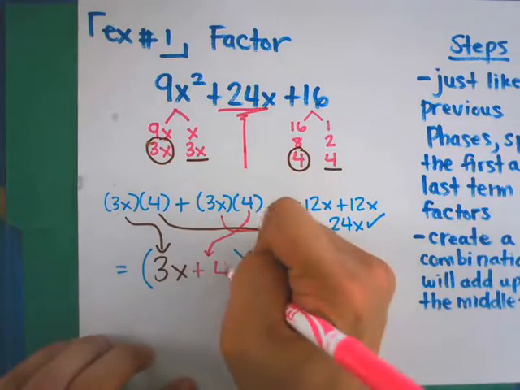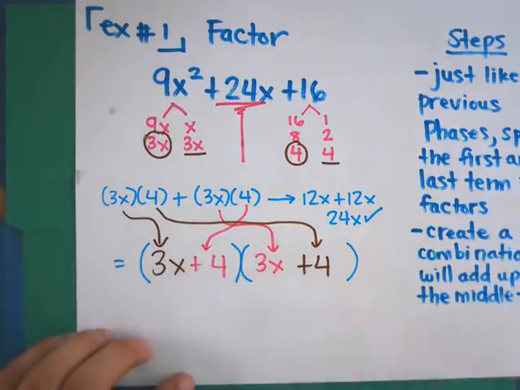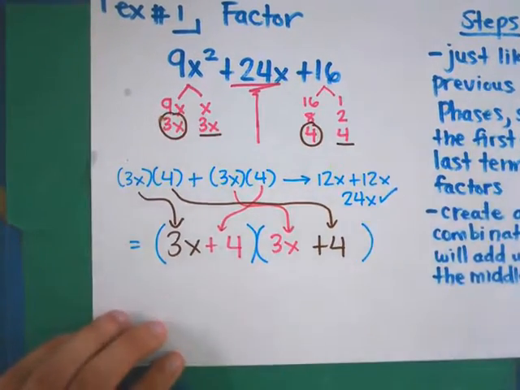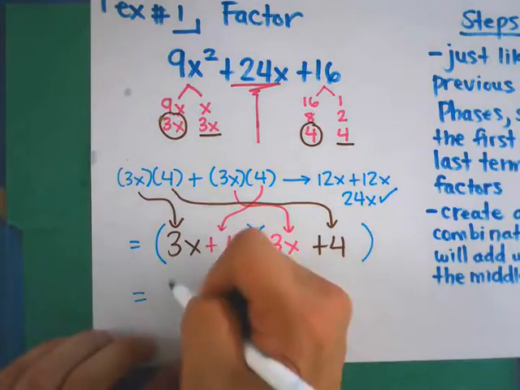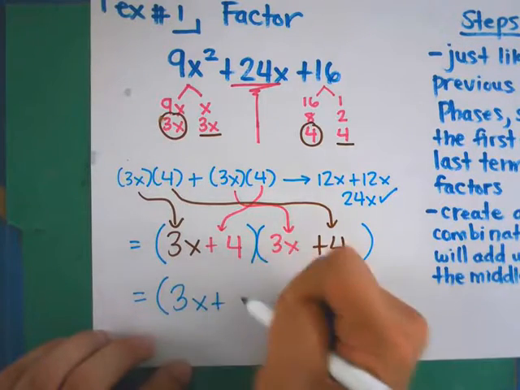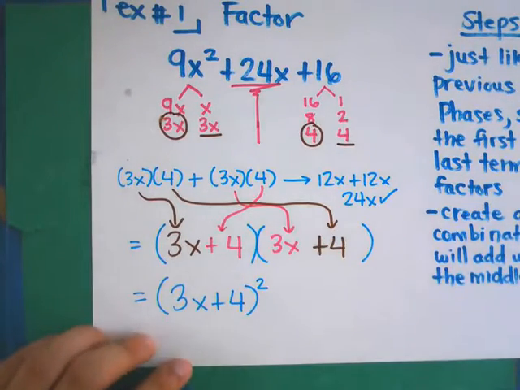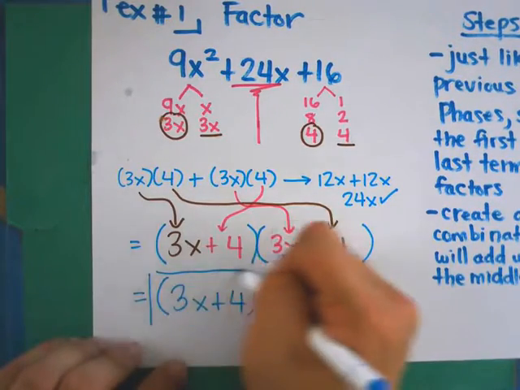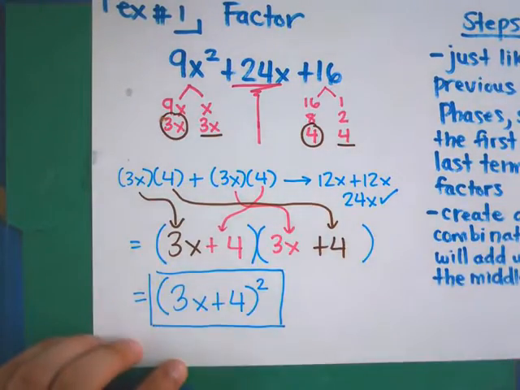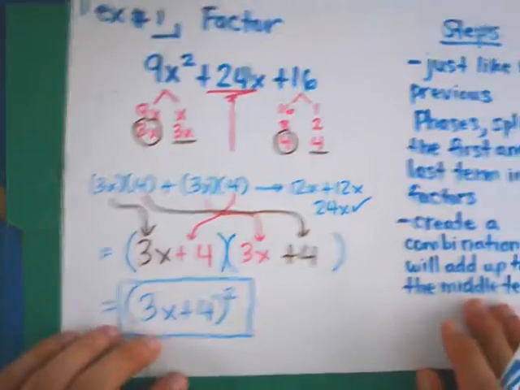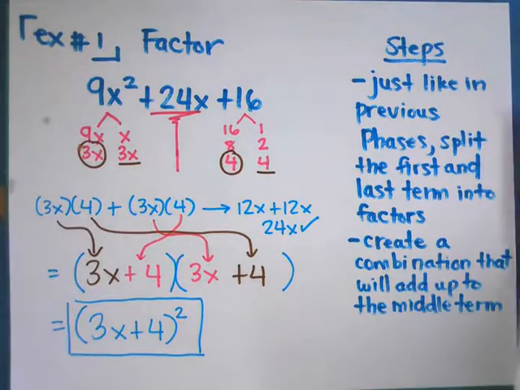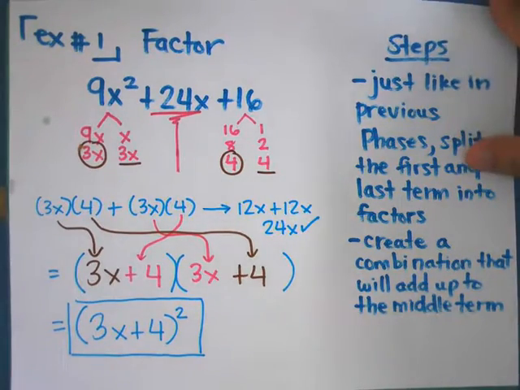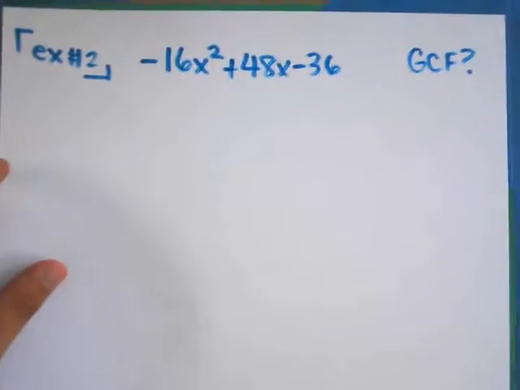In this case, though, it didn't really matter too much because we're going to have the same factors, 3x plus 4 times 3x plus 4. But just like in phase 3, if you see two of the same parentheses, two of the same factors, you are going to write this as 3x plus 4 quantity squared. And so that's how you're going to factor this one fully. Okay. All right. Well, I'm just going to keep going with the examples. That's example number 1. Let us do example number 2.